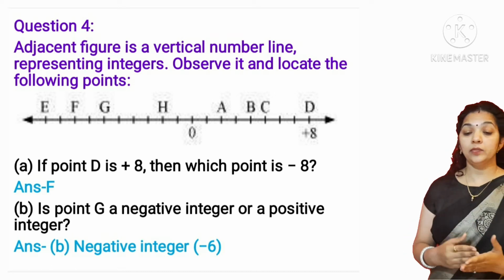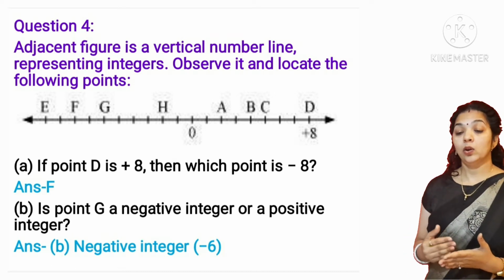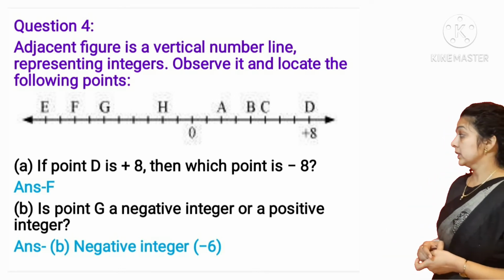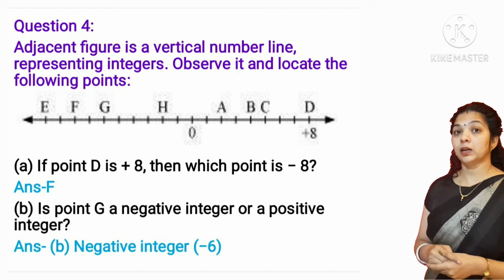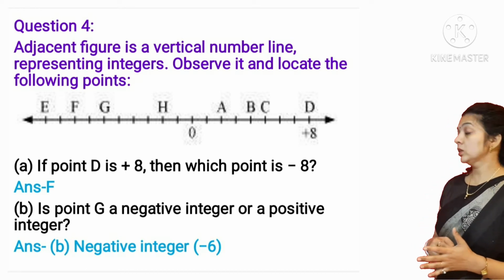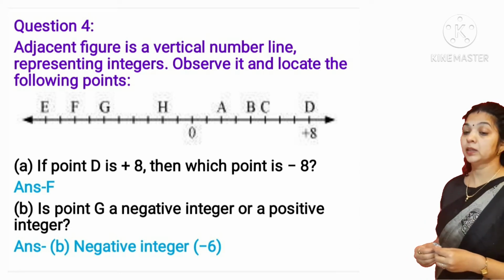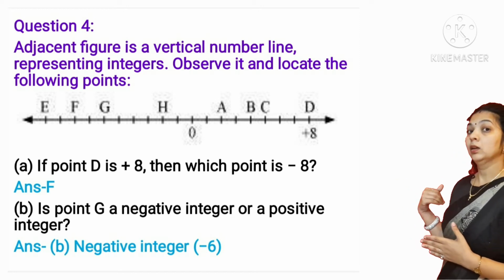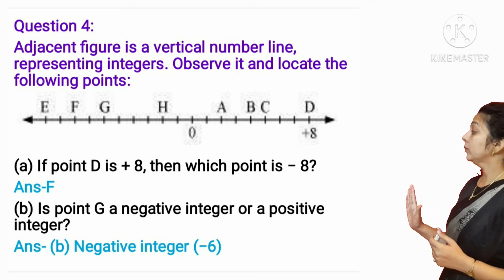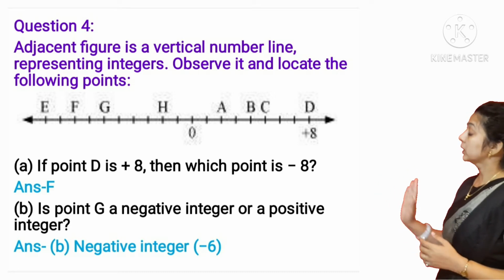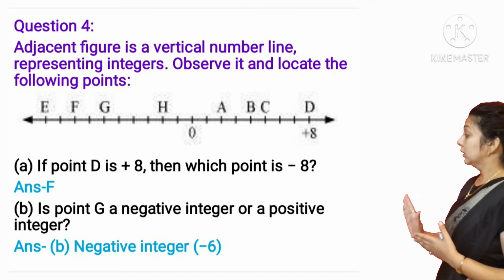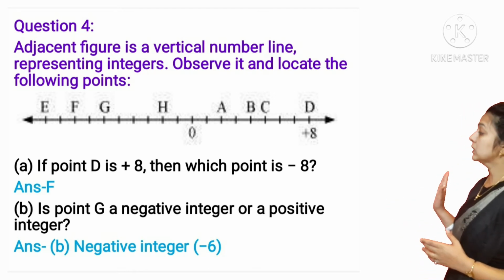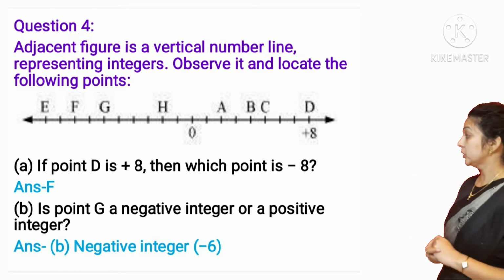The first part is, if D is plus 8, then which point is minus 8? Now the point D is marked as plus 8. So we have to find out which alphabet will represent minus 8. We will count 8 numbers towards the left hand side to reach 0, and from there we will count again 8 numbers toward the left hand side of the 0, and it would be F. So from D we count 16 numbers towards the left, and we reach F.